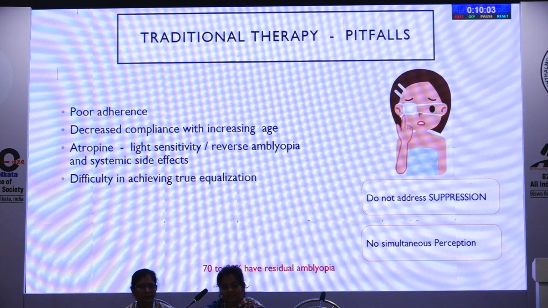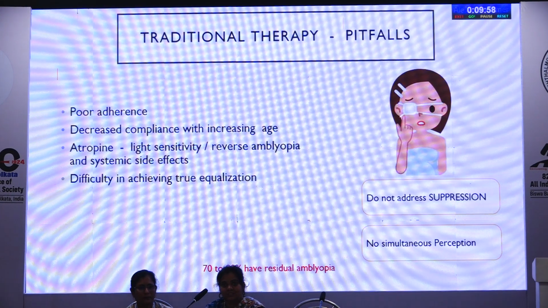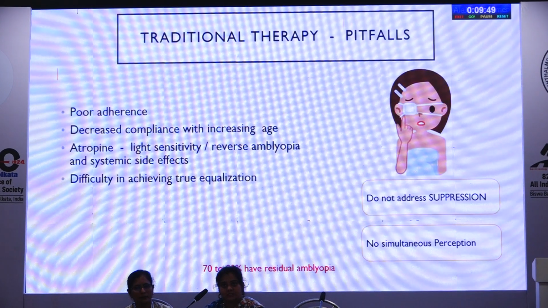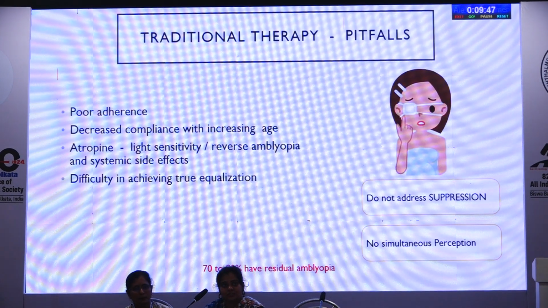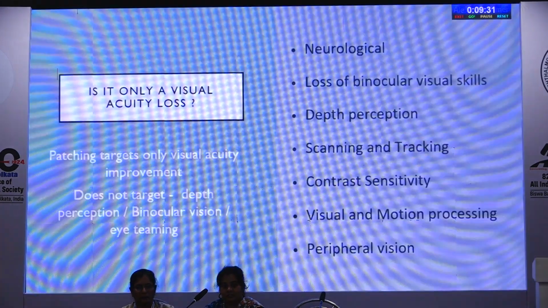When you ask them to wear the occlusion patch to school, it is not an easy job, and the child has a lot of emotional difficulties in doing the patching. And atropine definitely has light sensitivity issues. Another thing is, amblyopia treatment per se does not address suppression, and you are not treating it as a binocular disease. There are very few publications on whether occlusion alone can improve your binocular vision and stereopsis, and to what extent, that we have to see.